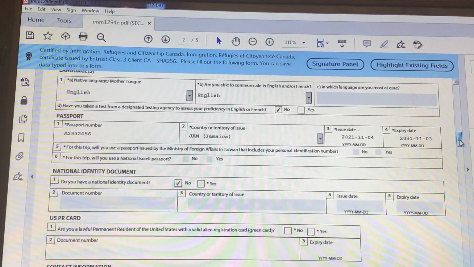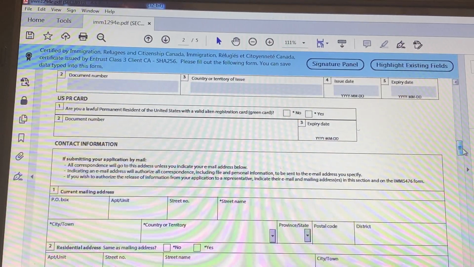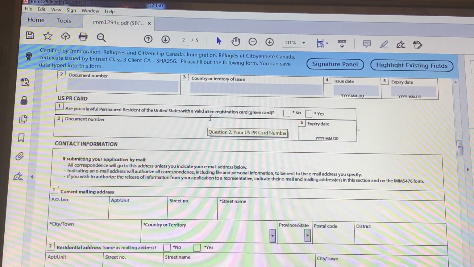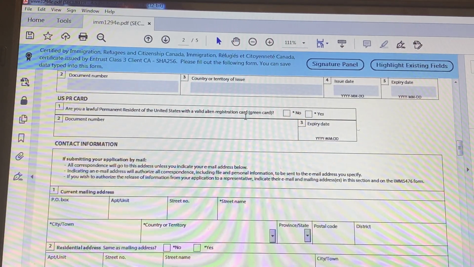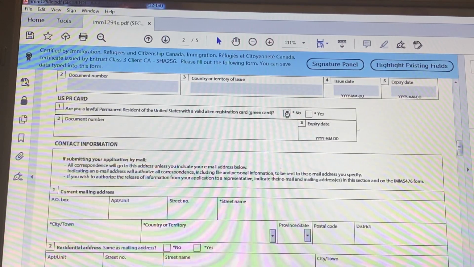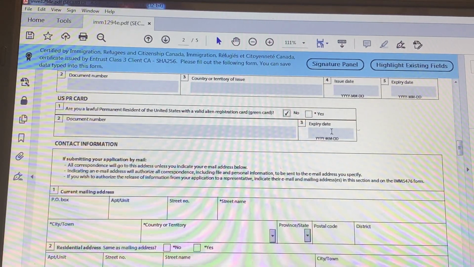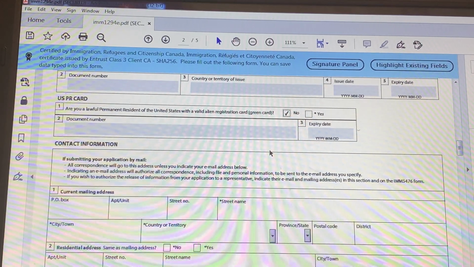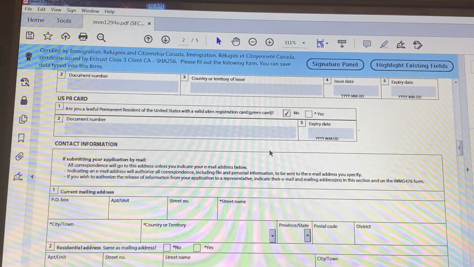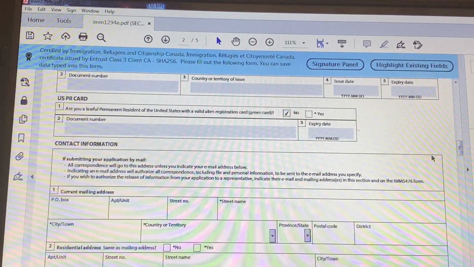Okay, guys, going on. Are you a lawful permanent resident of the United States with a valid alien registration card, which is a green card? Mr. John Brown doesn't. If you do, you just put yes, and then you put your document number here and your expiration date there. In this case, it's grayed out because Mr. John Brown has never gone away before in his life. Okay, guys?